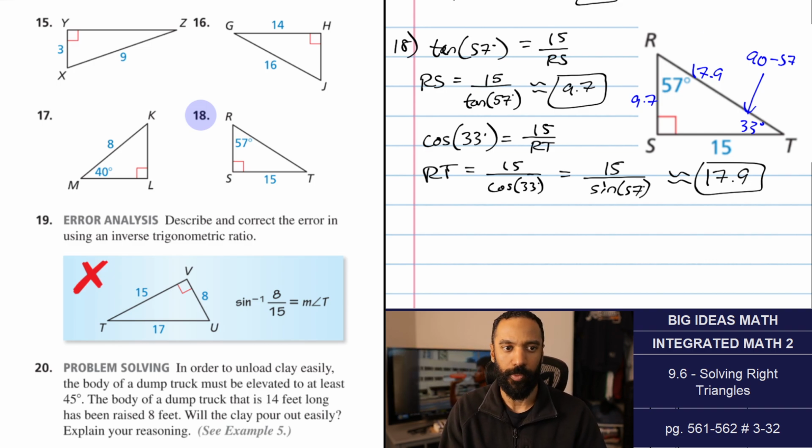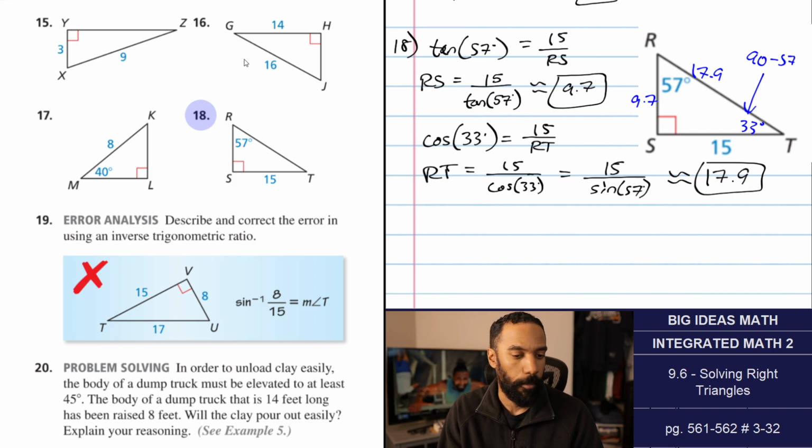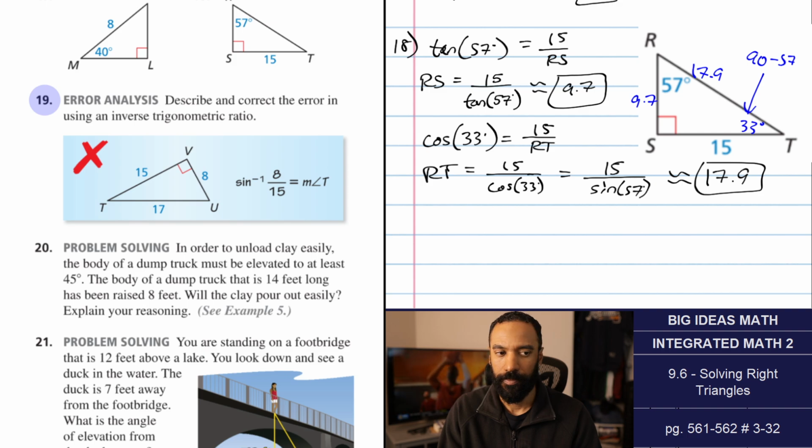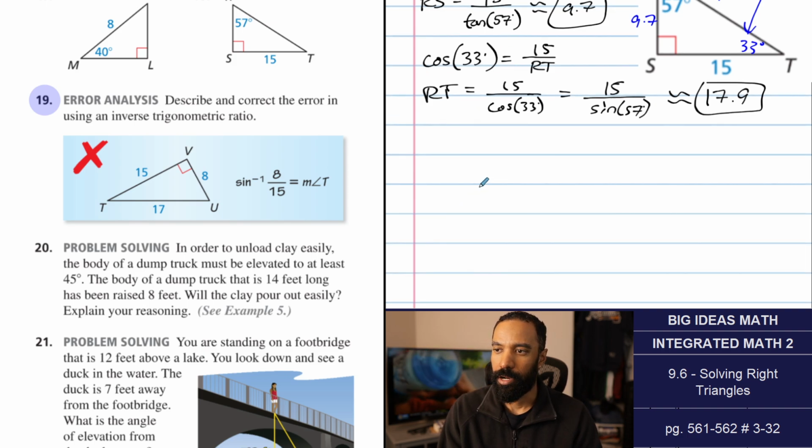So we found the different ways that we can solve a triangle. Obviously, there are a lot more problems they could give you, but those are the different setups that can be involved. Okay, number 19.